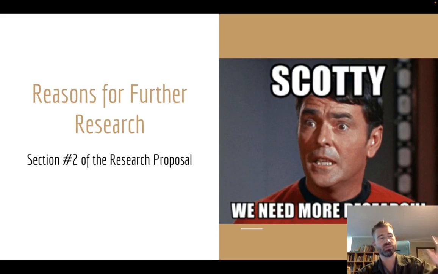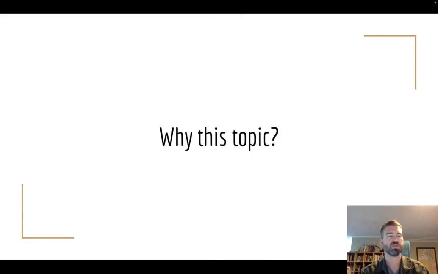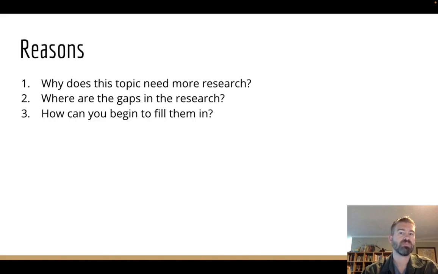So that's section 2. So you would have intro. You can make that bold. Section heading 2, reason for further research. Why this topic? And again, it's not just simply global warming is bad, it's harmful to all of us, but why does the topic need more research? Where are there gaps? How can we fill them in? I'll give you another example.